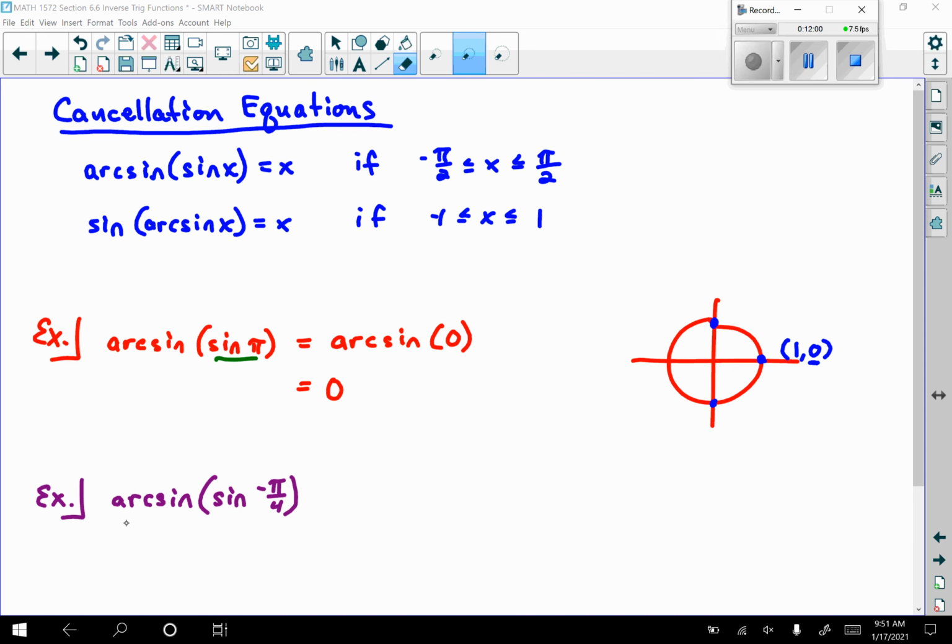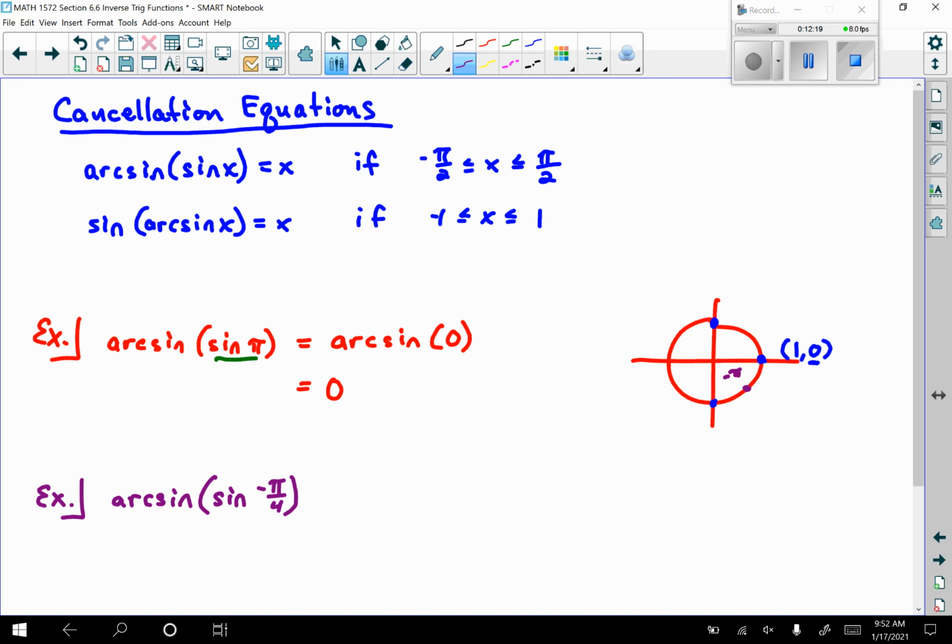Okay, so let's try this one. Next, we have arc sine of negative pi over 4. So negative pi over 4 is on the unit circle, and that shows up right here. We're going just pi over 4 radians in this direction.